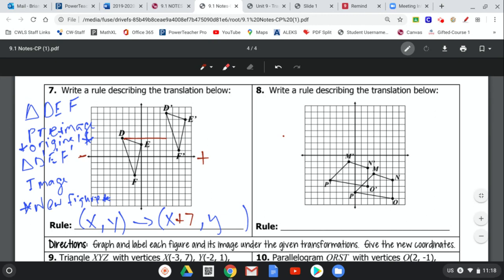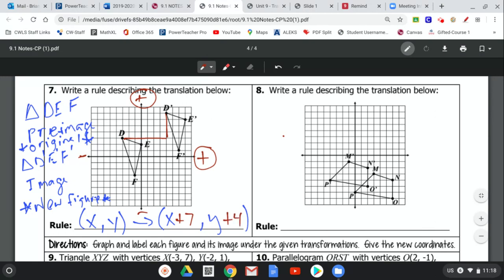And then we are going up 1, 2, 3, 4. Okay. So that means we are going in the positive y direction. And we're going 4 in the positive y direction. So we moved to the right and we moved up. So that's going to be x plus 7 and y plus 4.